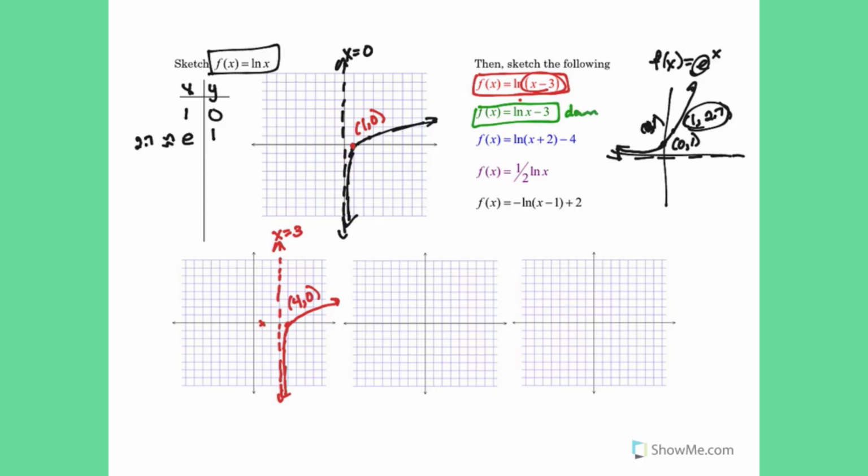Now we're going to go down 3. Asymptote stays the same. This point we're going to go down 3. And again, just make it turn, and I'm going to ask you to label that point.